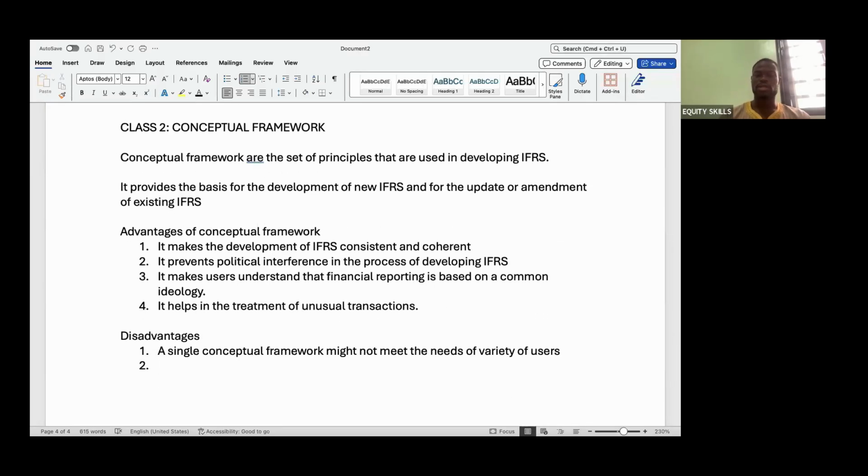Also, it might not make the work of developing accounting standards, the work of developing IFRS, any easier. So these are basically some of the disadvantages of the conceptual framework.